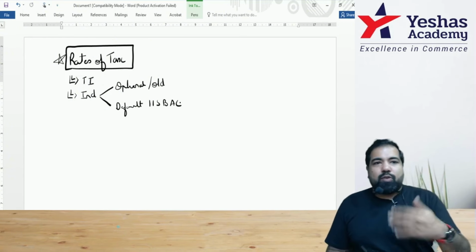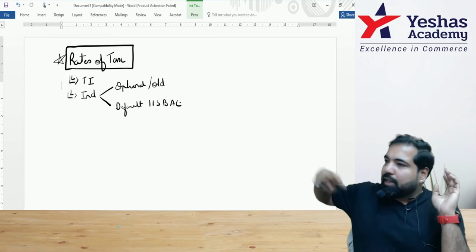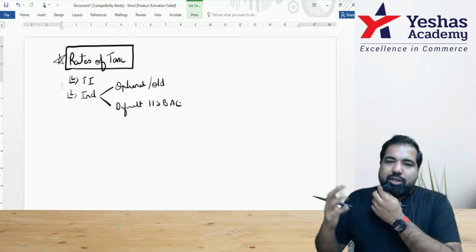Will the examiner tell you which scheme to fall in? Yes, but sometimes they will use words like "advise him to reduce his tax liability." Then you will do which scheme? Both, and you will take whichever is cheaper.